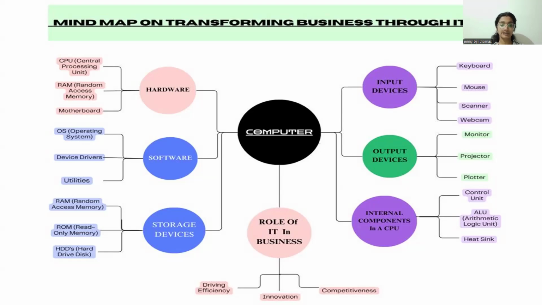Next is software. So, software is a set of instructions that tells the hardware what to do. So, let's know about software. Operating system is a software that manages a computer's hardware and software resources, acting as an intermediary between the user and the computer. Device drivers are software programs that allow the operating system and other software to communicate with specific hardware components in a computer. They act as a translator, converting general commands from the OS into specific instructions that the hardware can understand and execute.